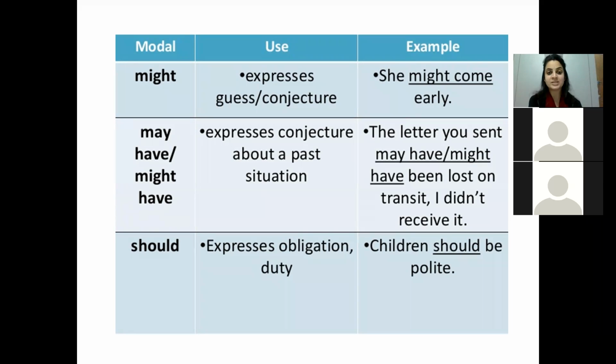May have, might have expresses conjecture about a past situation. The letter you sent may have, might have been lost in transit. I did not receive it. See, how do you come to know कि आपको यहाँ might लगाना है या may लगाना है? It depends on the second sentence. You see, I did not receive it. I did not, it means it is in past tense. For the past tenses you have to use might or may.